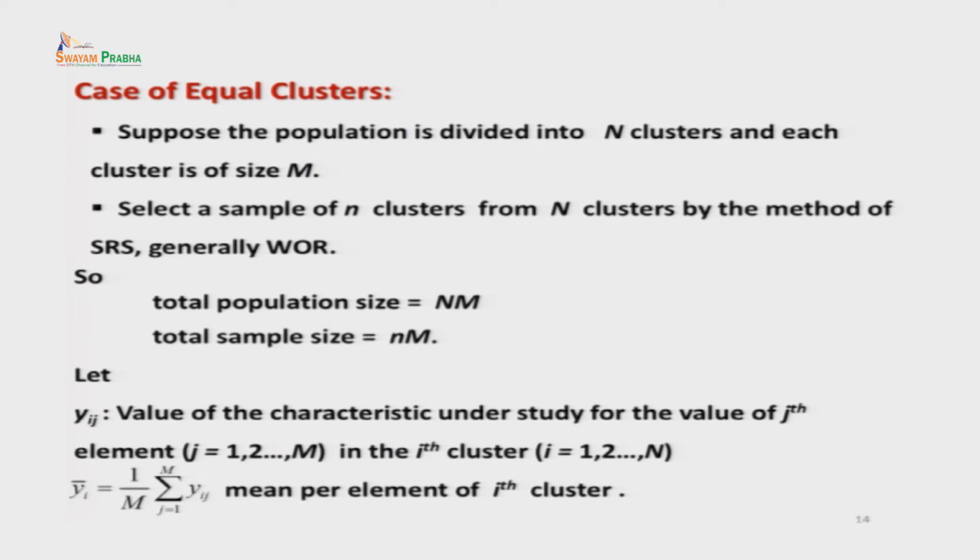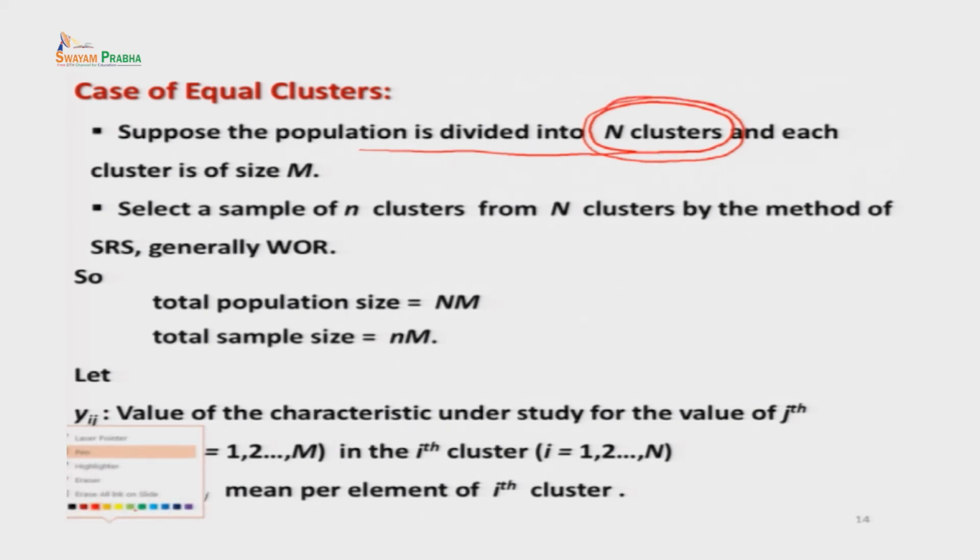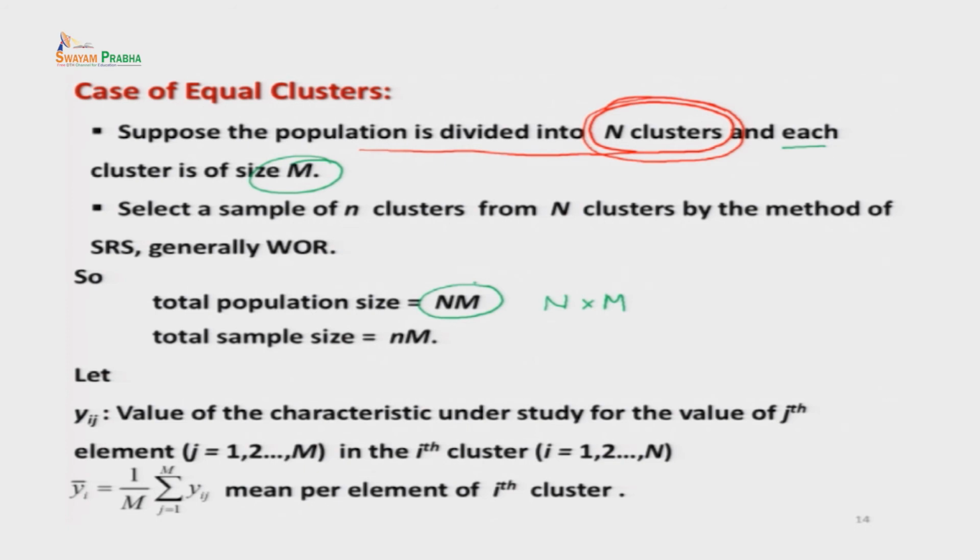Suppose we have a population which is divided into capital N clusters, right. I have marked it in red color so that you can identify what the change is now. The change is, earlier we took the population of size capital N units, but now we are taking capital N clusters, and suppose the size of each cluster is capital M. So that means the total number of units in the population is capital N clusters into capital M units, that is, the size of the population is capital NM, capital N into capital M.